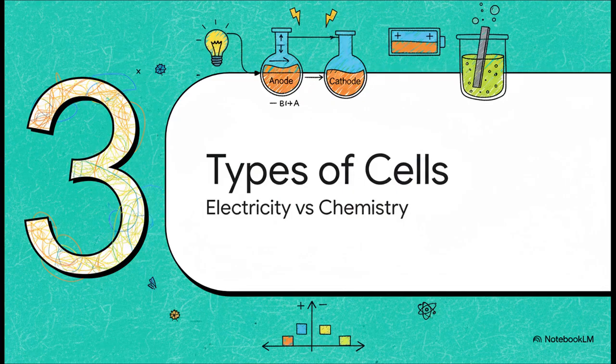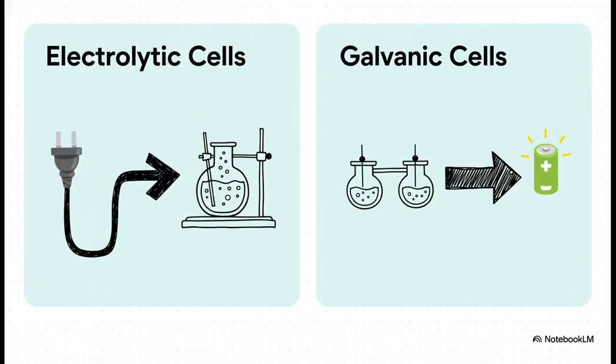Okay, so we've got all the parts. Now let's look at the two main ways we can put them all together to build an actual cell. This is a really big concept to get straight. On one side, we have electrolytic cells. Think of them as energy users. You have to plug them in, you feed them electricity to force a chemical reaction to happen. On the other side, we have galvanic cells. These are the energy makers. They use a chemical reaction that happens all by itself to create electricity. So, one uses power, the other makes power.